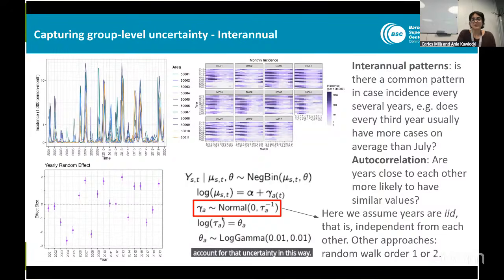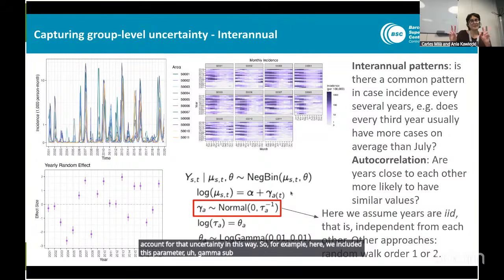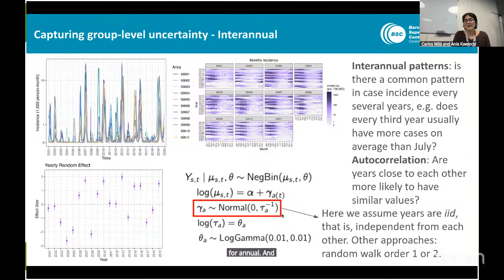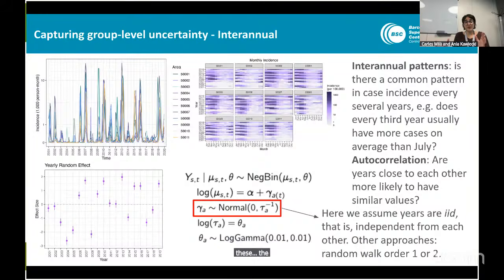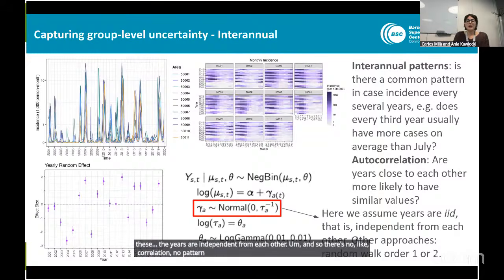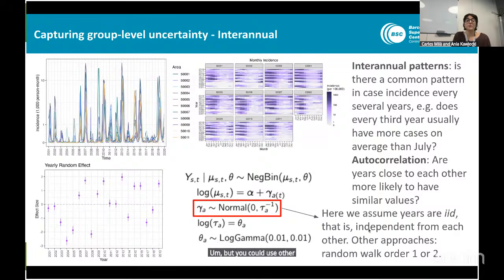So for example, here we included this parameter gamma sub A, which is for annual. And here we're assigning a normal prior to this gamma interannual term. In this case, that means we're assuming that the years are independent from each other, so there's no correlation, no pattern between them. But you could use other priors that would assume an interconnectedness between adjacent years, like a random walk 2 or a random walk 1, which I will talk about in a minute.